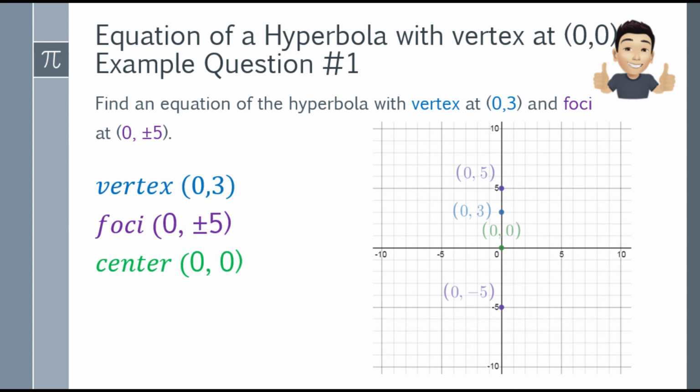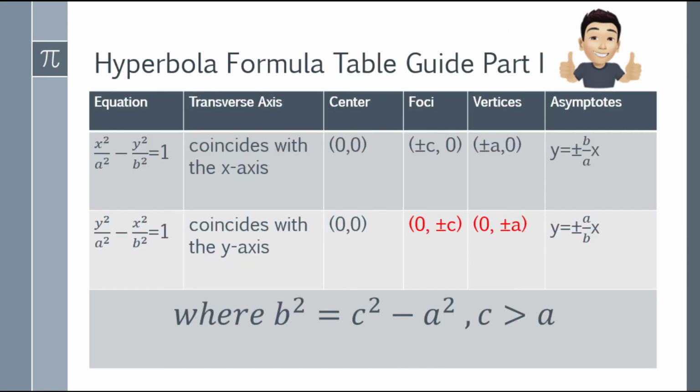Okay, paano natin hanapin yung A? Meron tayong gagamiting table. So, ito yung table natin. Paano mahanap yung A and C? So, for C, that will be yung foci. That is 0, positive, negative C. And for the A naman, tingnan nyo yung vertices table. That will be 0 and positive, negative A.